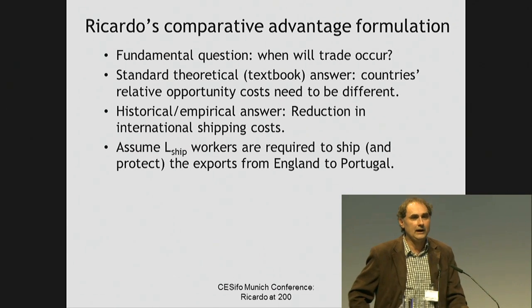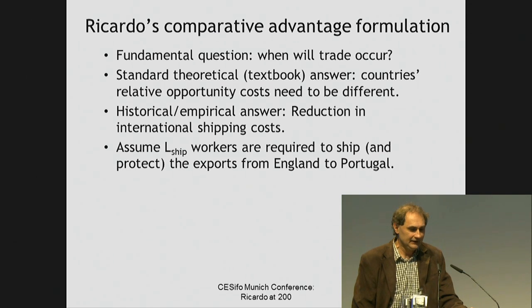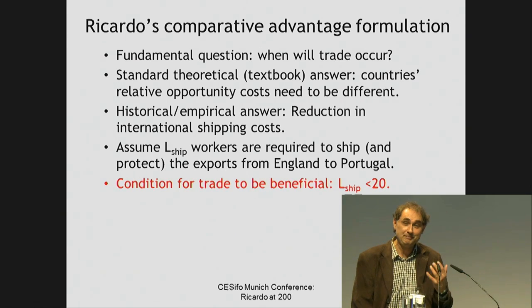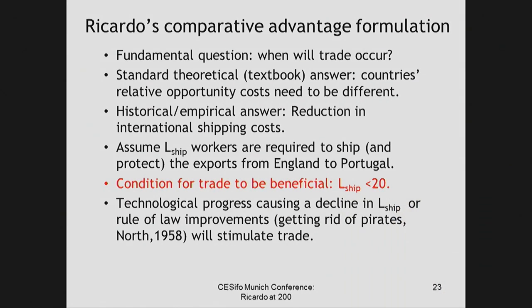Now we can think about how certain workers are necessary to ship those goods abroad. Let's assume you need L workers to ship them. There's also a condition for trade to occur at all: the shipment should cost less than the gains of 20 workers. You can think about technological progress that causes a decline in shipping costs, or rule enforcement, what Douglass North found, actually getting rid of pirates. That's why after the Napoleonic Wars trade was stimulated. So this can stimulate international trade, because we can put in the resource cost.